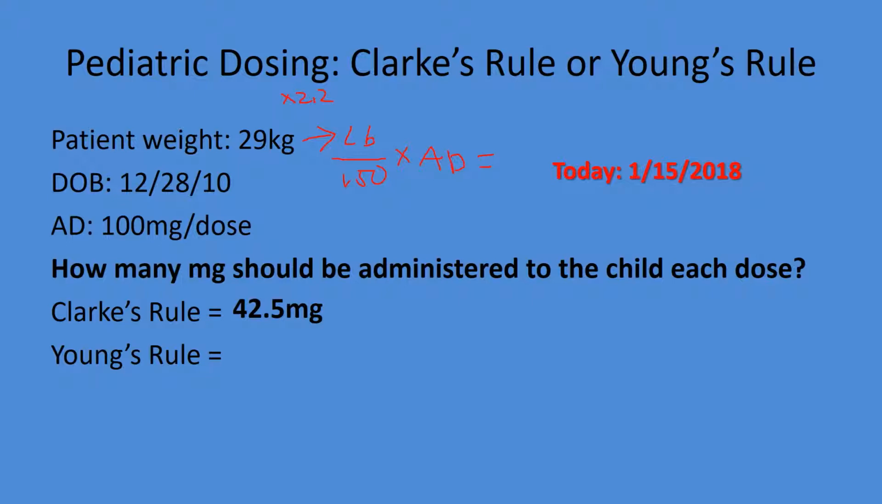Next, we have to find the age. This child is a little bit over 7 years old. So for Young's rule, it's 7 over 7 plus 12 times the adult dose, in this case 100 milligrams. You'd get 36.8 milligrams for Young's rule. So in this case, you have to do both, and the amount you're going to give is 36.8, the lower amount.